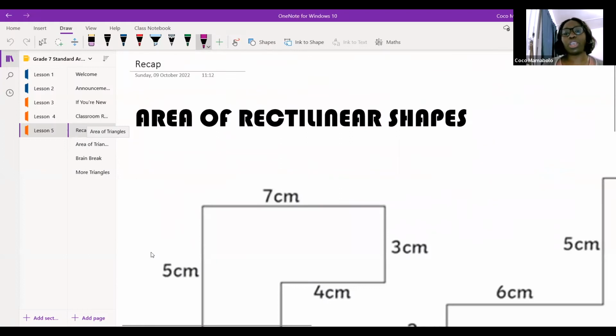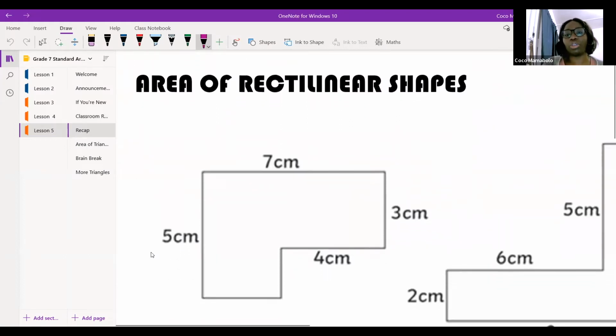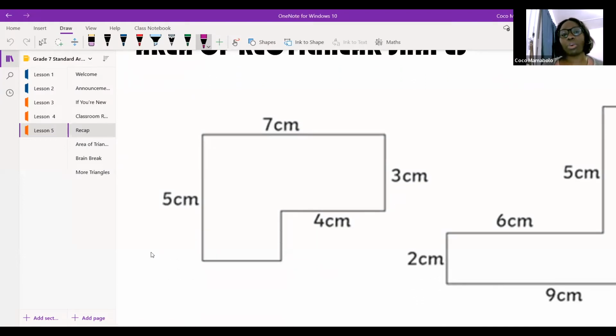Last time we were looking at the area of rectilinear shapes, and I know that you guys are really good at this. So I want a volunteer, please, to raise their hand and remind me, how do I get the length of these two missing sides? That side and that side.